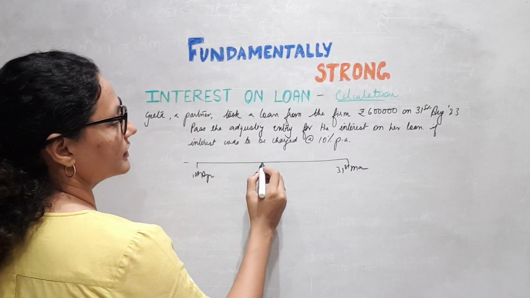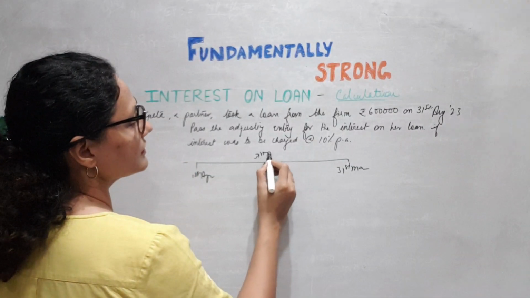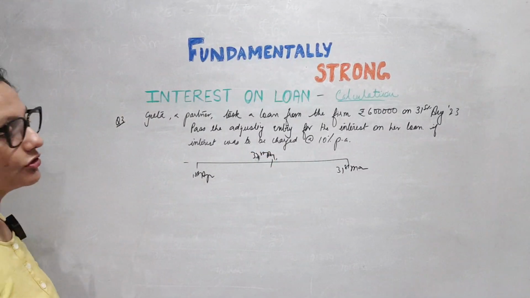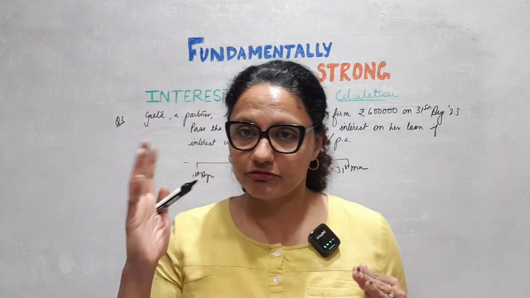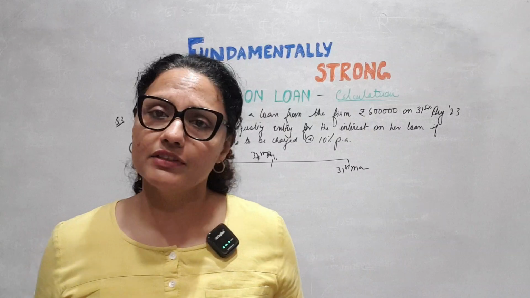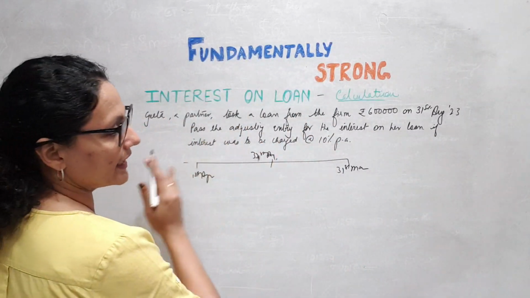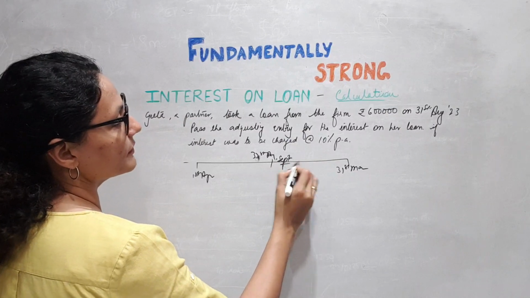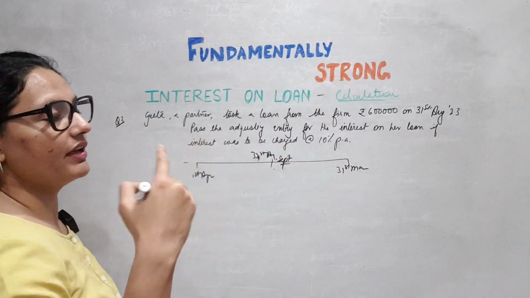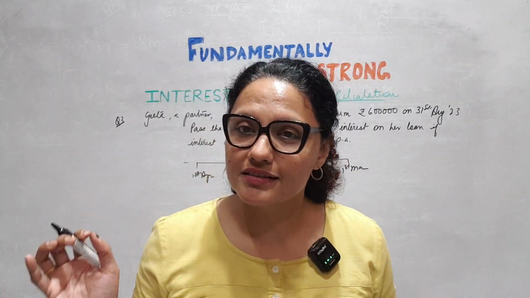May, June, July, August. August also gone. Okay, end of August. This is 31st August. So no interest should be charged for August. Remember, 1st and 31st makes a lot of difference. If this was given as 1st August, obviously I will charge interest for the whole of August also. But here, August should not be calculated. You start calculating from September. September, October, November, December, Jan, Feb, March. 7 months. So interest should be charged for 7 months.